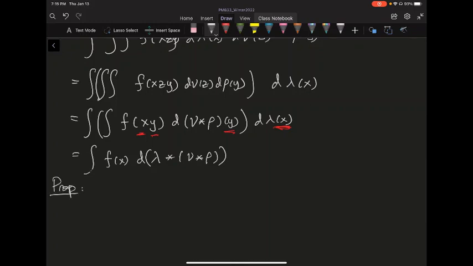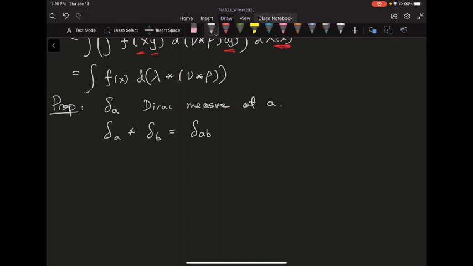So this is another interesting one. Recall, let's define delta_a to be the Dirac measure, basically a point mass at a point a. And of course, you can convince yourself the Dirac measure is going to be a Radon measure. It's fairly simple. In fact, when you convolve two Dirac measures, delta_a and delta_b, what you get is delta_{ab}. So the convolution of the Dirac measures is the product of your group operation, okay?